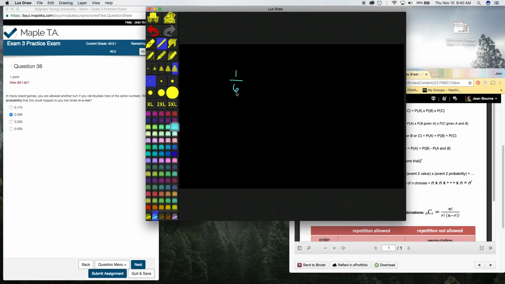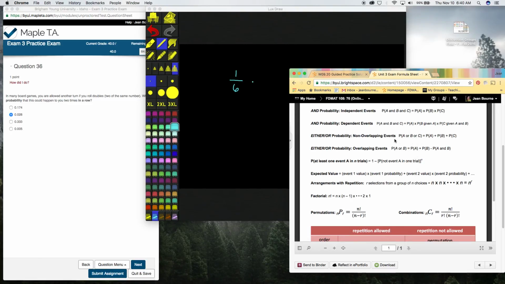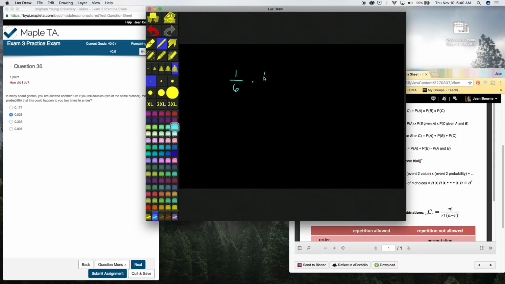So I have 1 out of 6 chance of the first one. And so this is an and. They are independent events, because my first roll does not affect my second roll at all. So that's 1/6 times the probability again, 1/6. So I have a 1 out of 36 chance of rolling doubles twice in a row.